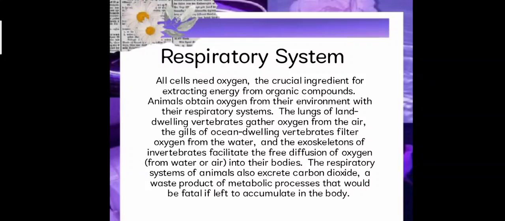The respiratory system of animals also excretes carbon dioxide. This is a waste product of metabolic processes that would be fatal if left to accumulate in the body. Respiration is the process of releasing energy from food, and this takes place inside the cells of the body. The process involves taking in oxygen from the air into cells, using it for releasing energy by burning food, and then eliminating the waste products, which are carbon dioxide and water, from the body.